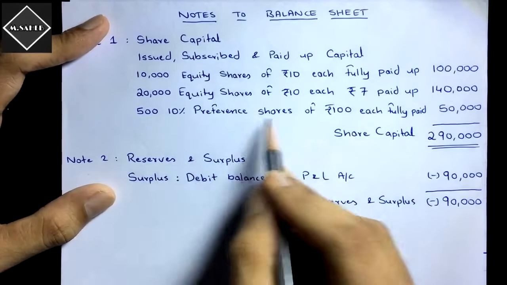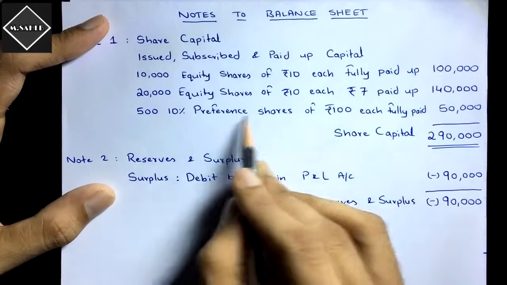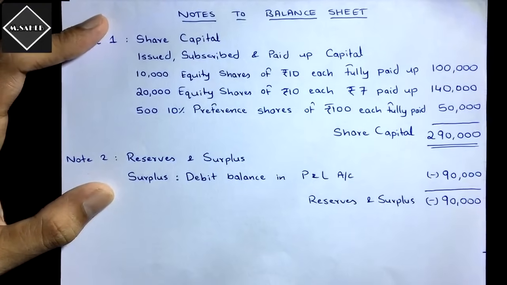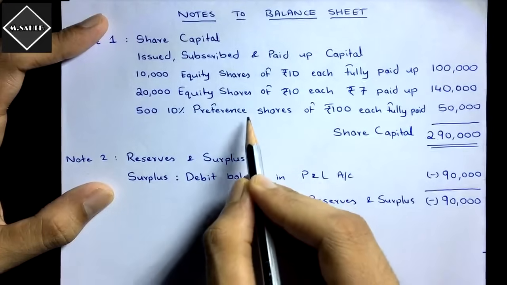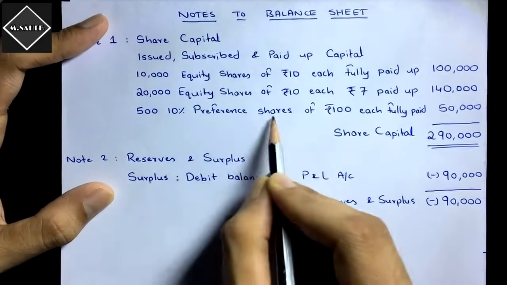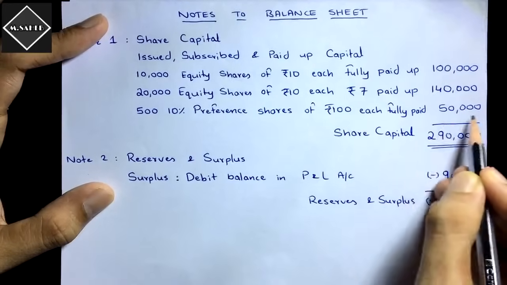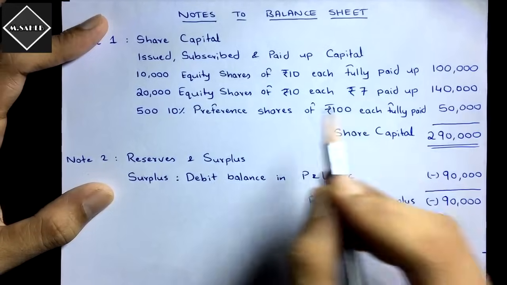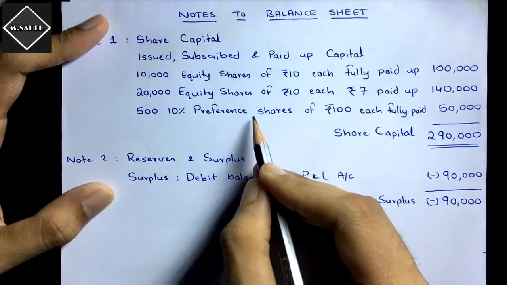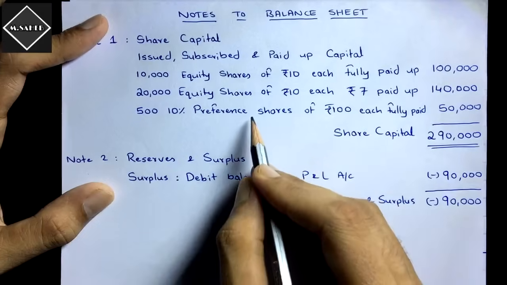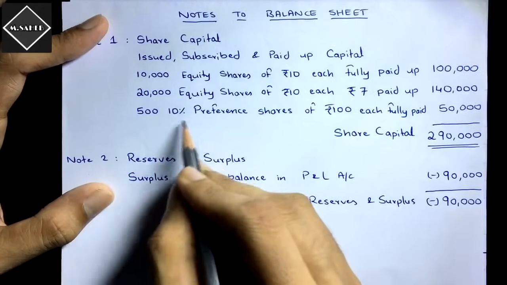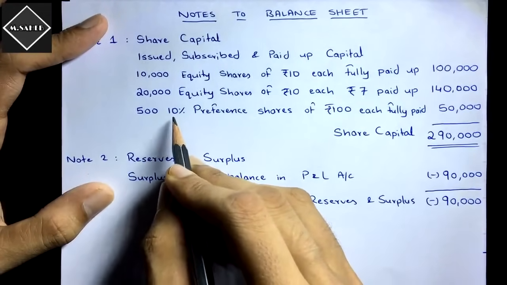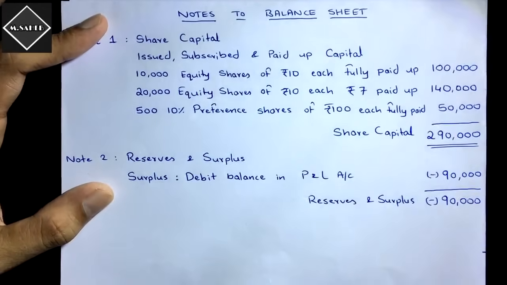And then we have preference shares. 510% preference shares of rupees 100 each, fully paid, 50,000. By looking at the preference shares, it should come to your mind that we have to deduct the entire preference capital, that is 50,000, and we have to see whether there are any dividends in arrears, if they have given in the adjustment. And what is the rate of dividend? The rate of dividend is 10%. In preference shares, the rate of dividend is fixed. So 10% on 50,000 is equal to 5,000. Keep that in mind.